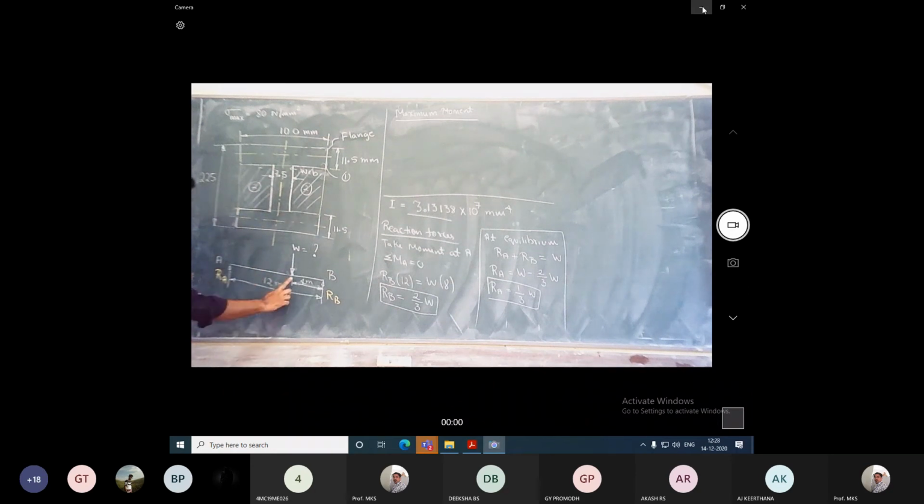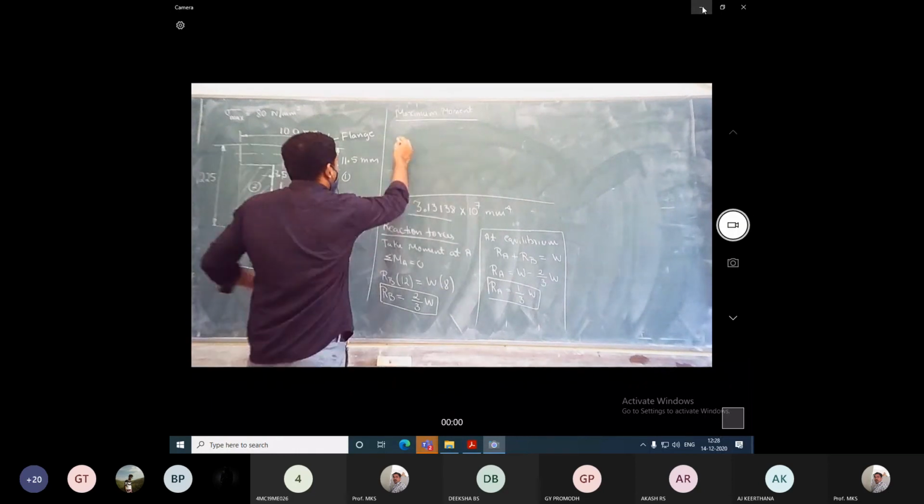So with respect to this point load, there are two moments you can take. One is with respect to A, another with respect to B. With respect to A it is RA into distance 8, and with respect to B it is RB into distance 4. Since the maximum moment acts with respect to the maximum distance from the support, the maximum distance will be with respect to point A. The maximum moment will be at point A. If you're confused, you can take both.